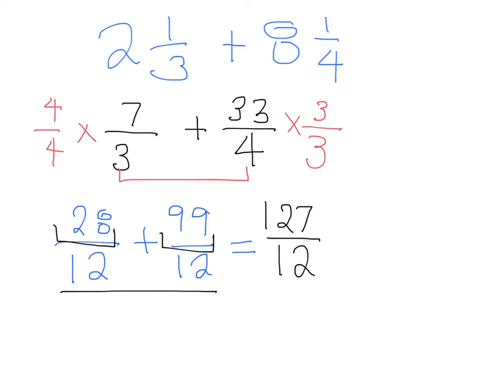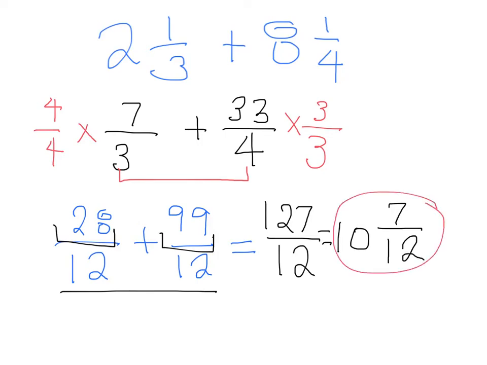Then I know that 127 can be divided by 12 10 times, which is 120. So I have 7 left over, and it's going to go back over the 12. So my final answer is 10 and 7/12.